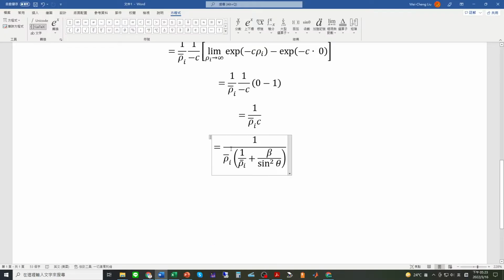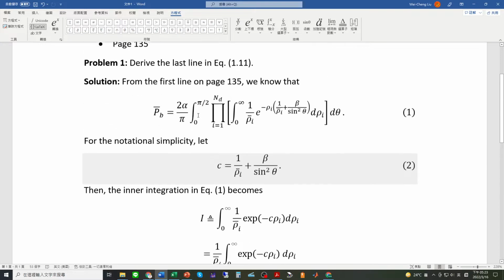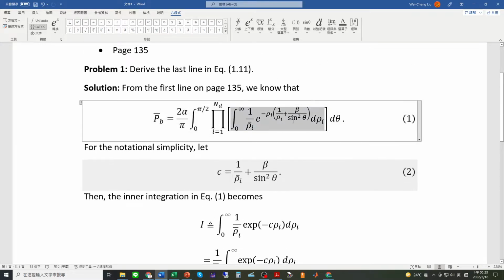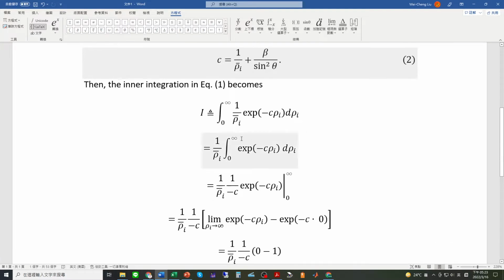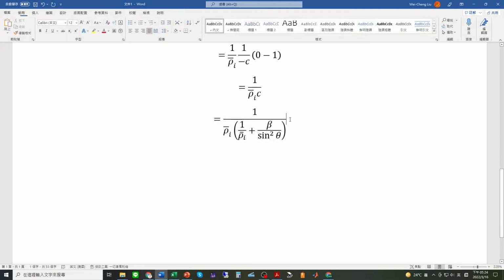Okay, hello everyone. Let us continue the third part of today's class. We have said that this is the inner integration in equation 1. That is, this integration is equal to this equation. Okay, so next.